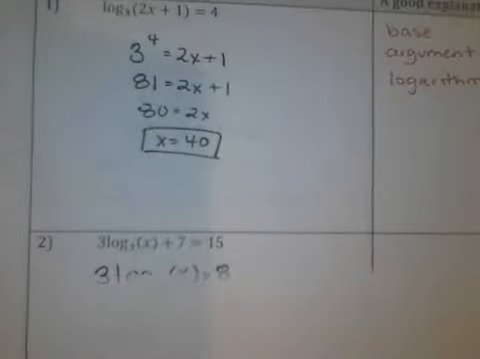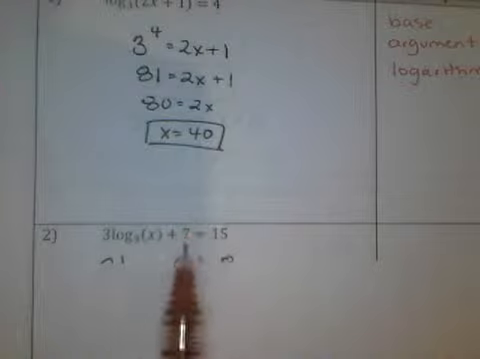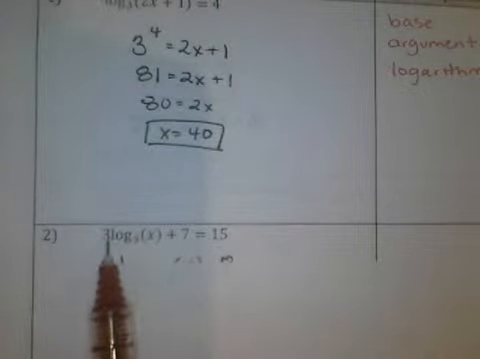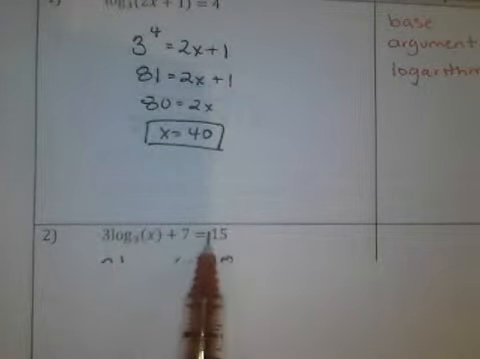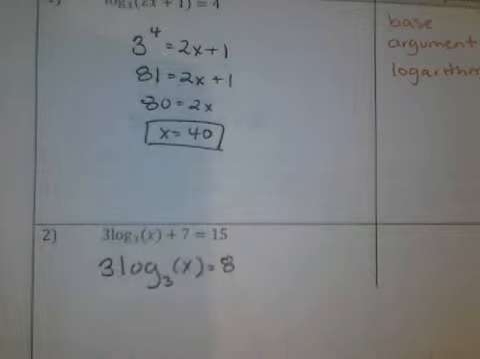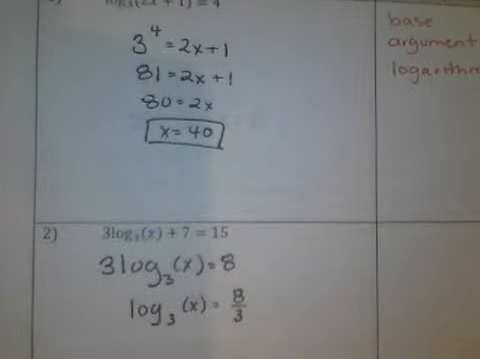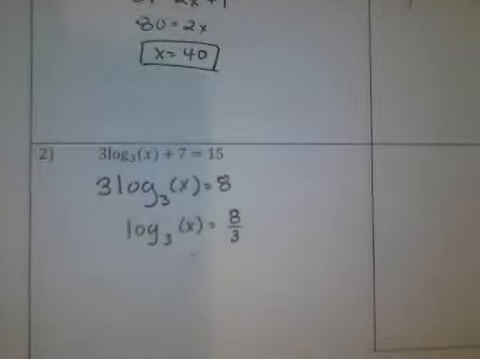Sometimes you may need to isolate as your first step. Remember that you always get rid of a constant before you get rid of a coefficient. Don't divide by 3 first. Subtract the 7 first. And you'll end up with something like this. Now this is pretty weird because we have an answer of 8 over 3. That's okay. You still know how to rearrange it, and ultimately 3 to the 8 over 3 is your answer.